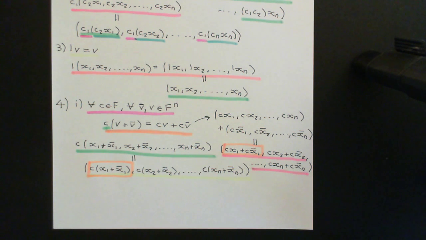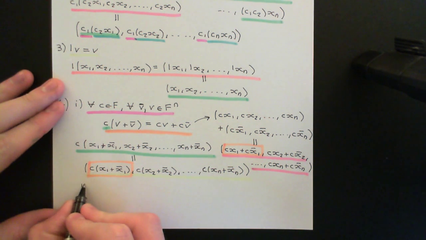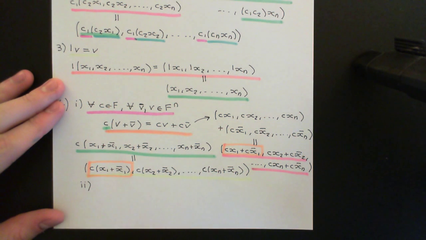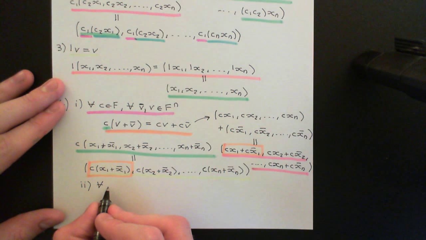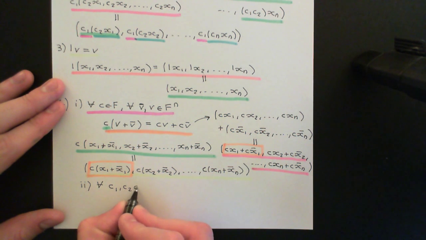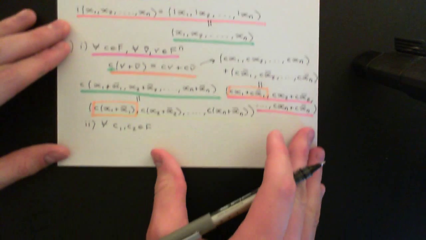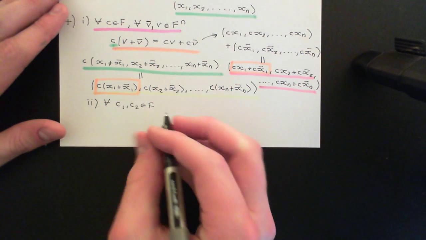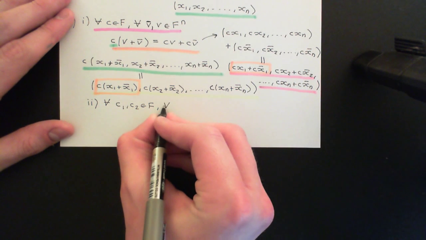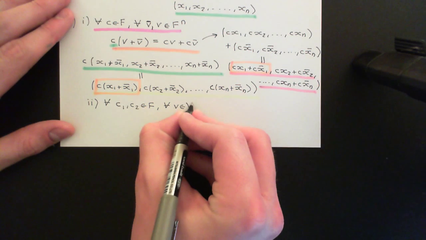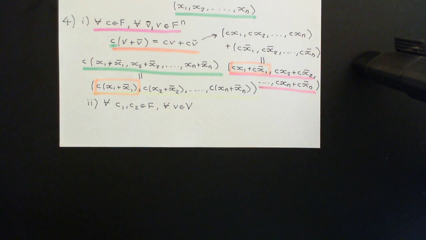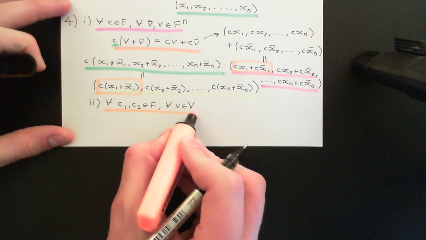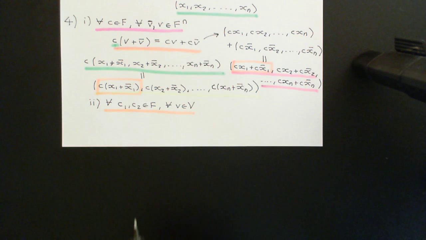Okay, so almost there now, just one last little point to prove, which is part 2 of axiom number 4, the other distributivity, which involves two elements of the field rather than two vectors this time. So for all c1 and c2, which are elements of the field, pick two elements of the field that you like, and pick one element of the vector space, so for all little v an element of capital V. Pick whichever elements you like.